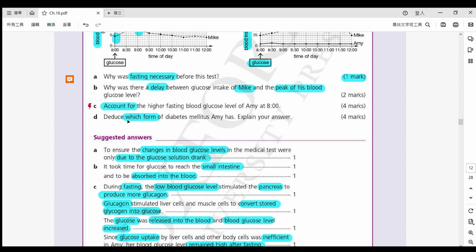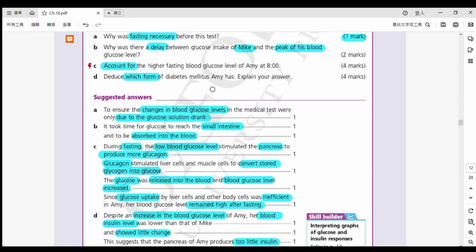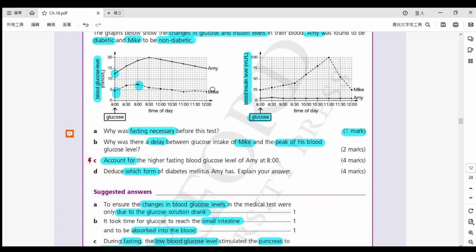And the last one, deduce. Deduce means to infer. Which form of diabetes? Which type is it? Is it type 1 or type 2? Is it insulin dependent or non-insulin dependent? Alright, Amy has it. Alright, so the answer is very easy, but this time we cannot focus on this diagram only. We need to look at this one as well.